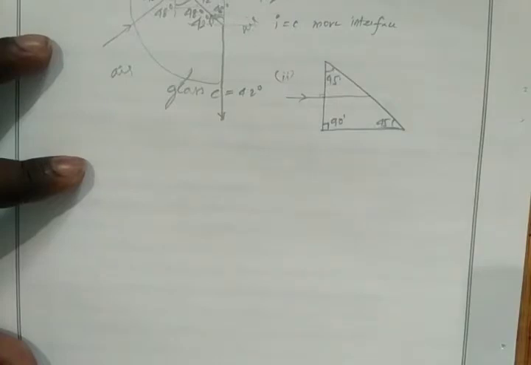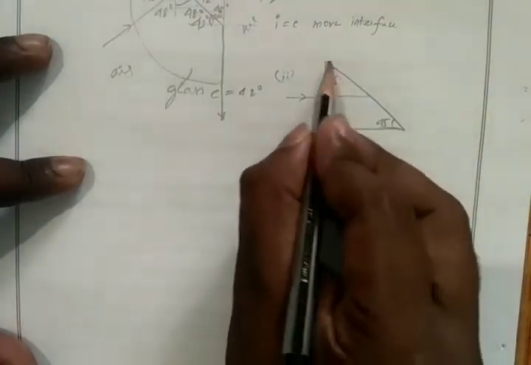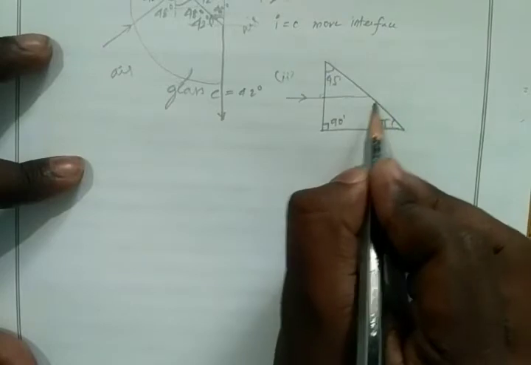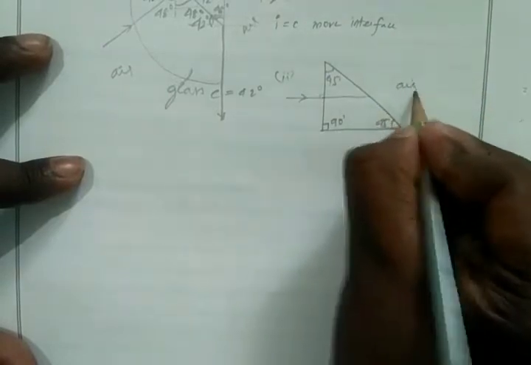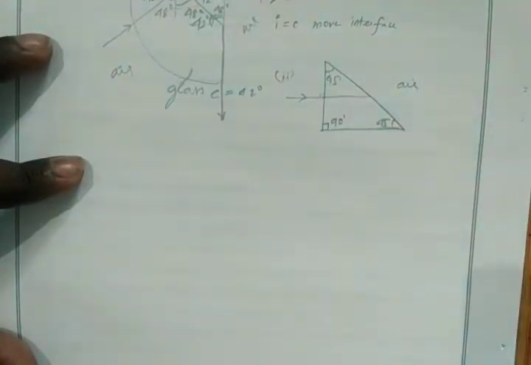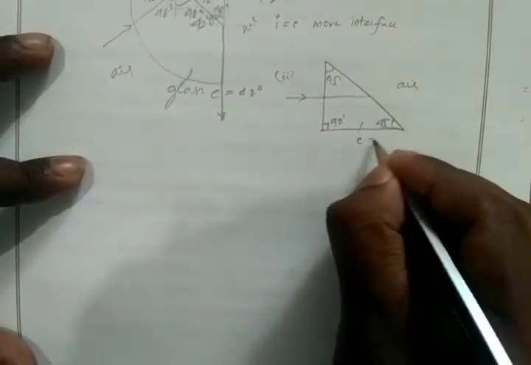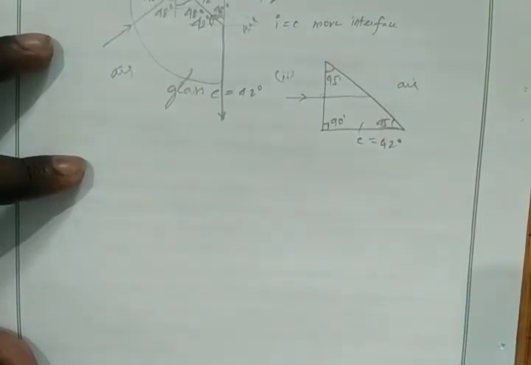So after moving in a straight line, it strikes this glass. Now here we have an air and glass interface. Okay, so what will happen here? Here also C is given as 42 degrees for the glass. Now what will happen? We have to find the incident angle. Then we can decide whether it moves along the glass, or it reflects, or it refracts. So how to find the incident angle?